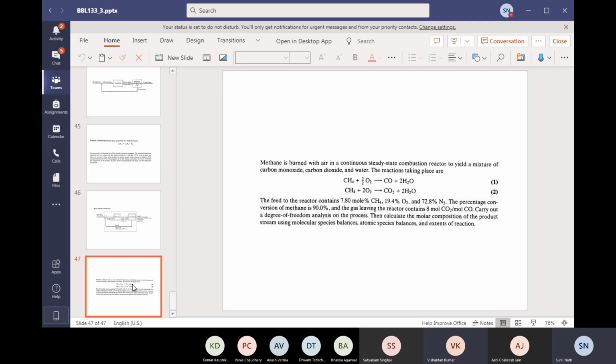So I had a doubt. In this question, you have written carry out the degree of freedom analysis of the process. We haven't actually done that. So degree of freedom is something that we have to do. I have missed it out. Degree of freedom is the number of variables in the problem minus the number of independent equations. That is how we define it.